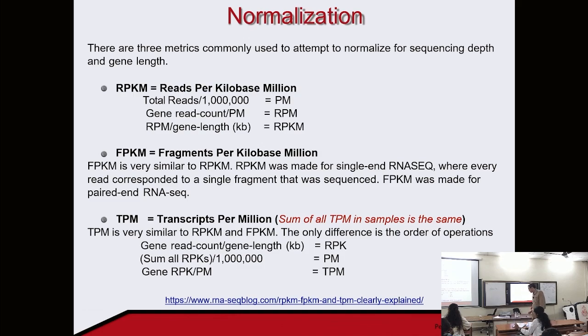So this is RPKM, and similar to RPKM is FPKM. FPKM is analogous to RPKM. The only difference is RPKM has often been used for single end sequencing, while FPKM is used for paired end sequencing. And more recently TPM, which is transcripts per million, has been adopted by the users. This is also a normalized metric, and a characteristic of this is that the sum of all TPMs in samples is the same.